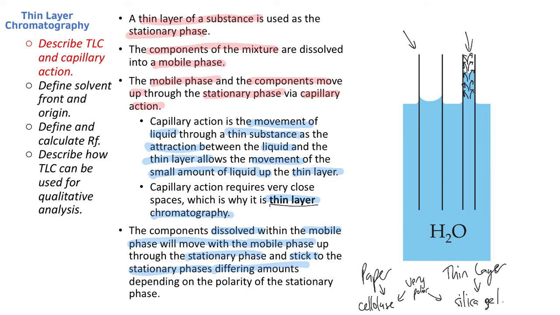Right, and these are both very polar substances. So when you use water to bring components up through these thin layers, the cellulose and the silica gel act as very, very polar substances, and therefore polar components will stick to those stationary phases in varying amounts. If it's a polar component, it will move slowly through these thin layer gels, right? But ultimately you need to read the question and find out what type of polarity these things have. Generally, paper chromatography and thin layer chromatography have very polar stationary phases. All right, let's move on.